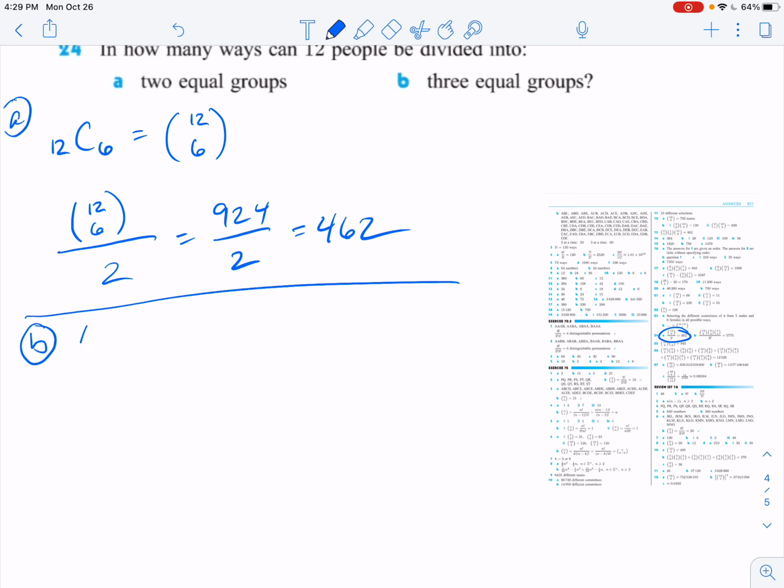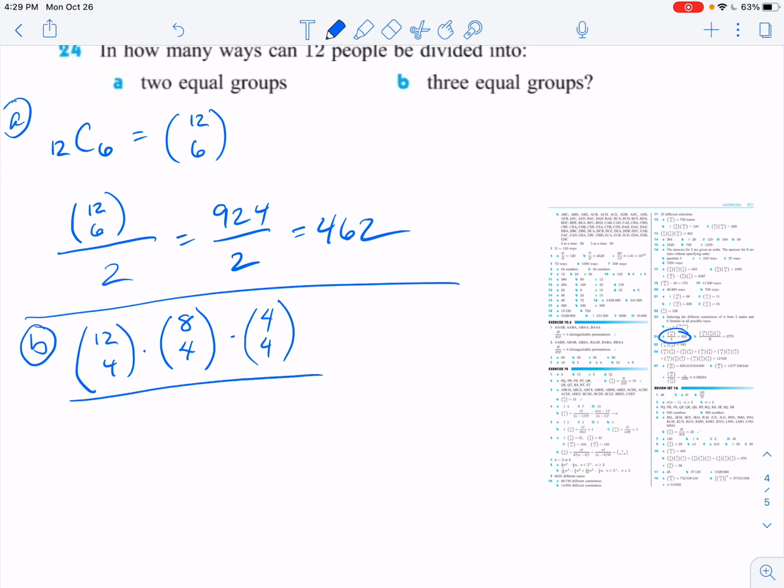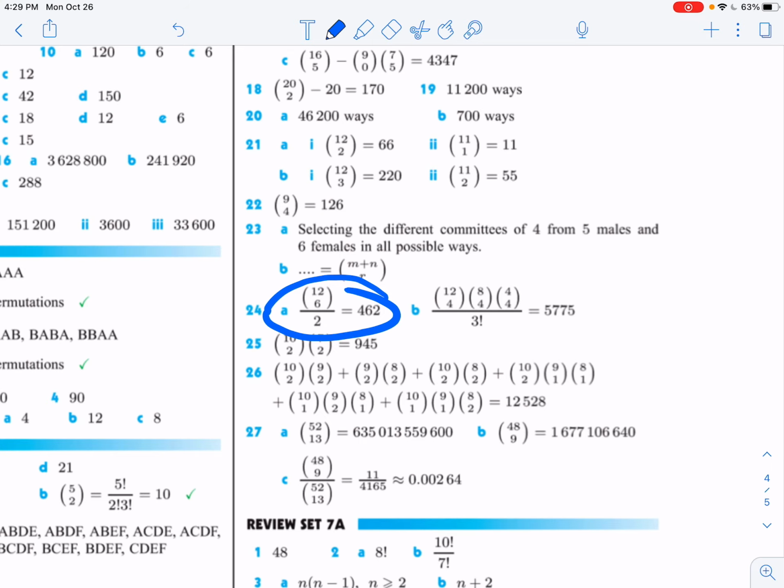We have 12 people. In order to have 3 equal groups, we want to pick 4 for the first group, so 12 choose 4. Now we've got 8 people left, but we still need another group, so we've got 8 choose 4. Then you've got 4 people left. 4 choose 4, by the way, is 1, so there's just one way for those last 4 people to get picked. But they went ahead and said, divided by 3 factorial.